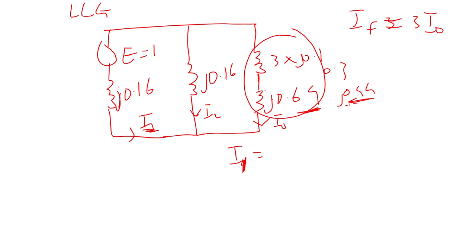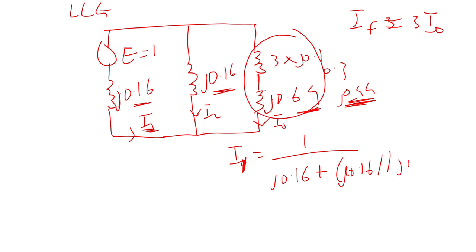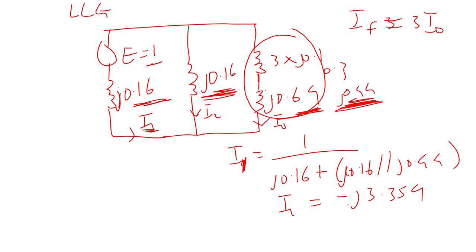j0.99. So that j0.99 is going to be in parallel with this and in series with this. So 1 over j0.16 plus j0.16 in parallel with j0.99, right? This part, j0.99 is in parallel with this and in series with this. E over that will give me I1. So when you punch this on your calculator, you are going to get I1 to be minus j3.359. This is I1.